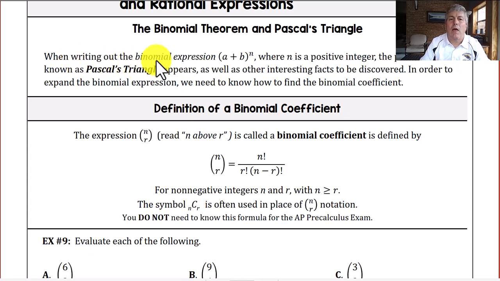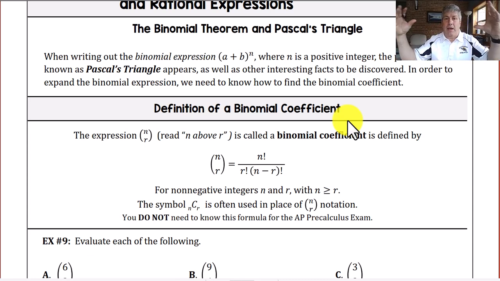When writing out a binomial expression, a binomial meaning just two terms raised to some power, where n is a positive integer, the pattern known as Pascal's triangle appears, as well as other interesting facts to be discovered. In order to expand the binomial expression, we need to know how to find the binomial coefficient. One of the things we could do is just FOIL this over and over and over again and expand this out. But it's easier to learn how to do a binomial expansion.